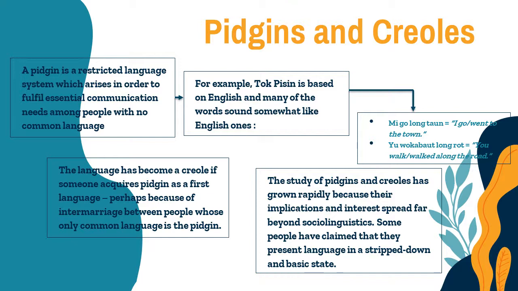The language has become a Creole if someone acquires Pidgin as a first language, perhaps because of intermarriage between people whose only common language is the Pidgin. The study of Pidgins and Creoles has grown rapidly because their implications and interests spread far beyond sociolinguistics. Some people have claimed that they present language in a stripped down and basic state.